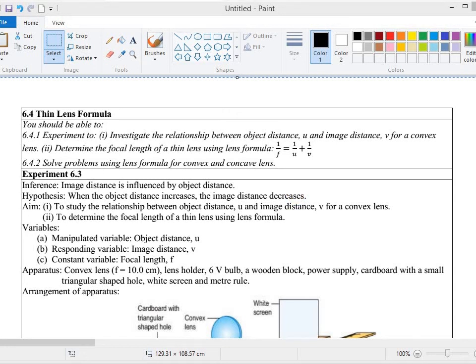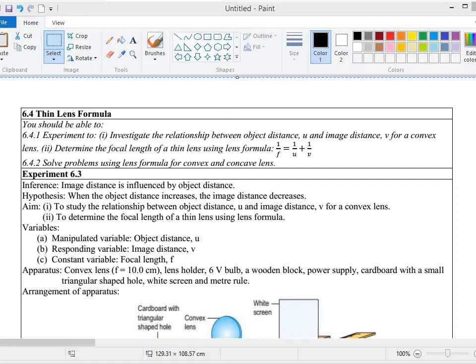6.4 Thin lens formula. Previously, in topic 6.3, we learned how an image is formed by a lens, and we learned about two types of lens: convex lens and concave lens. For a convex lens, it can form a real image and also a virtual image, depending on the object distance.